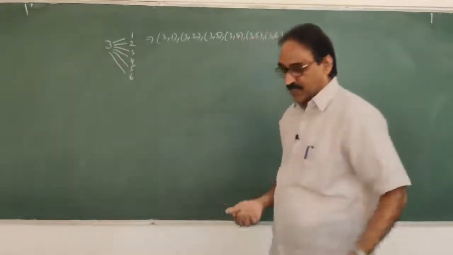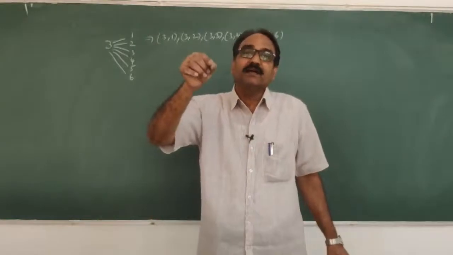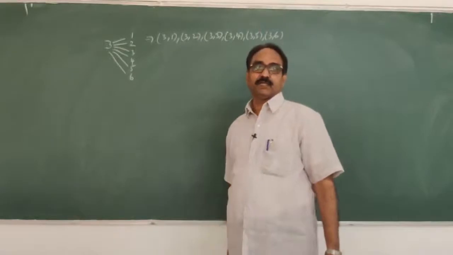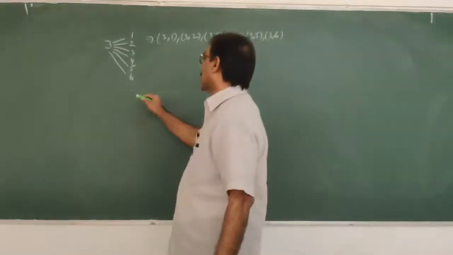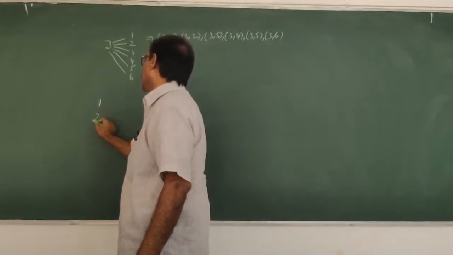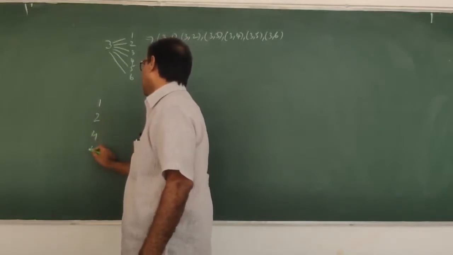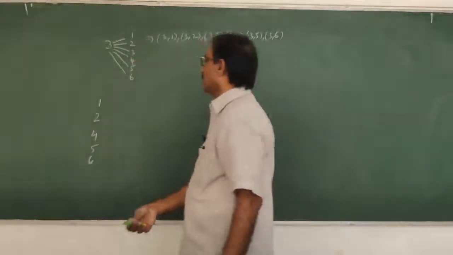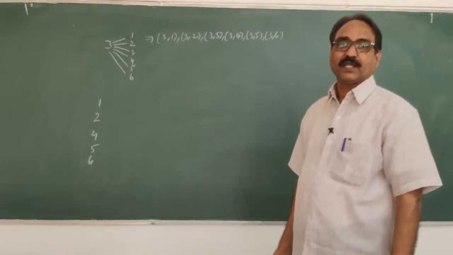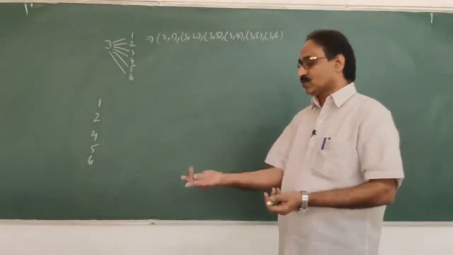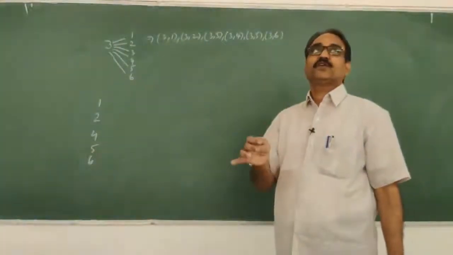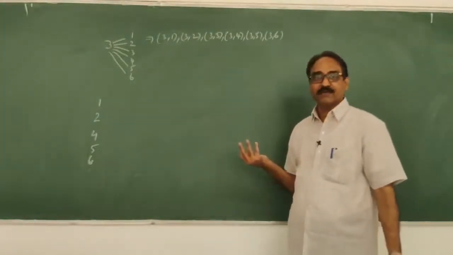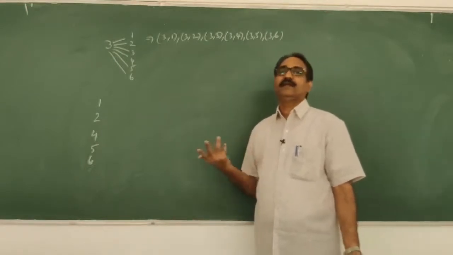Suppose when I first throw a die, you get a number 3. Suppose you don't get a number 3. If you don't get a number 3, it may be 1, 2, 4, 5, or 6. Any one of these, anyone except 3 can come. If you don't get a number 3, then what condition is given? You should toss a coin. If you toss a coin, what chances will be there? Head, tail.